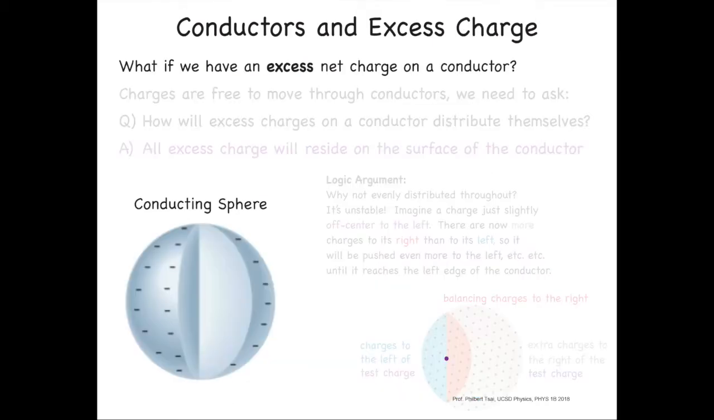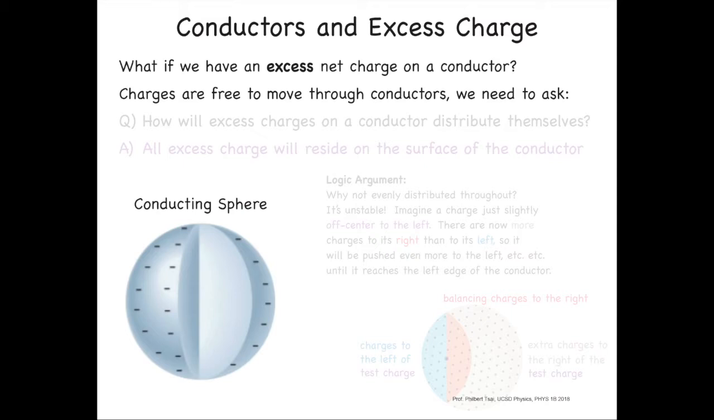So now let's move on from a neutral conductor to a conductor that has some extra negative charges, say, thrown on there. Could be positive charges, it could be negative charges, right? But it has excess charge, so it's no longer neutral. Well, on a conducting material, charges are free to move throughout the conductor. That's the definition of a conductor, right?